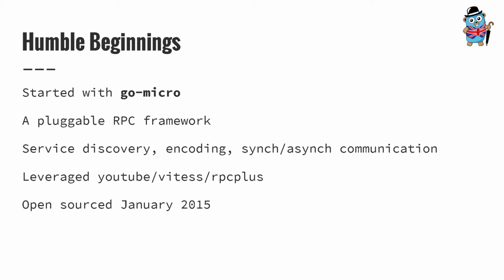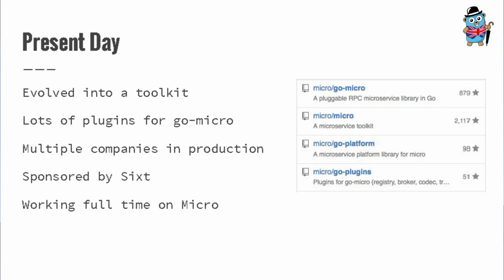YouTube had forked NetRPC into a library called RPC Plus, and that provided a way to pass context as the first argument to handlers. And I found that useful, so I decided to build around that. And then eventually, it ended up evolving into something of a toolkit.